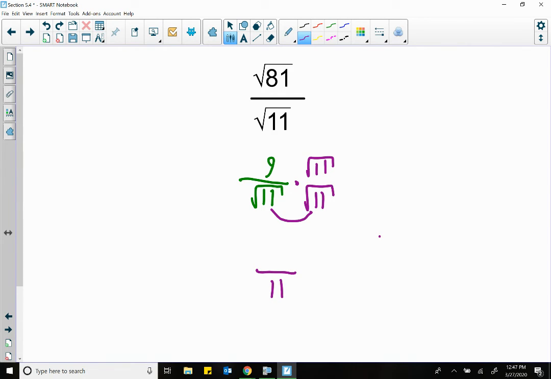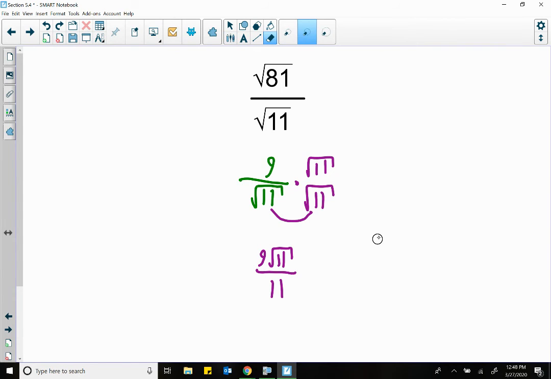The number pops out. Square root of 11 times the square root of 11 is 11. Okay? Now in the numerator, what do we got? Well, we've got 9 times the square root of 11. But because this is a number and this is a radical, they don't like each other, but they don't disappear. So in the numerator, you have 9 square root of 11.